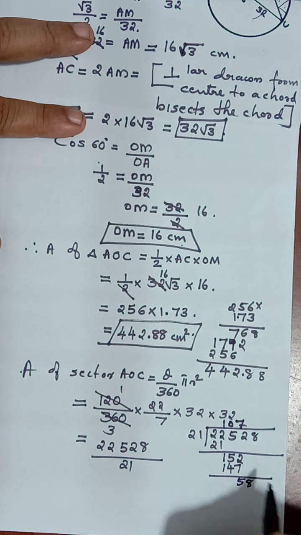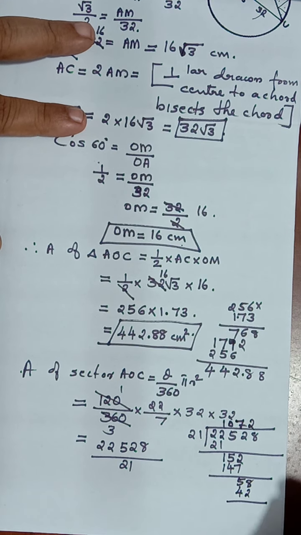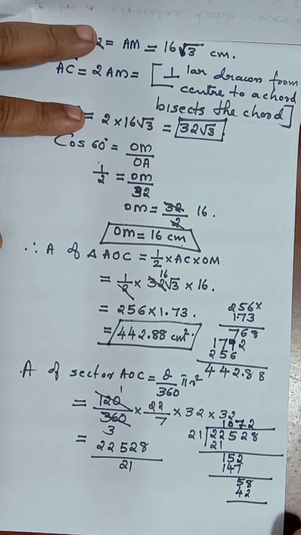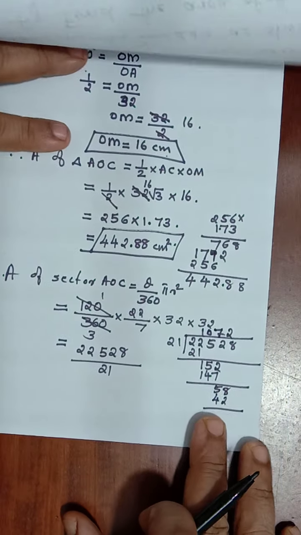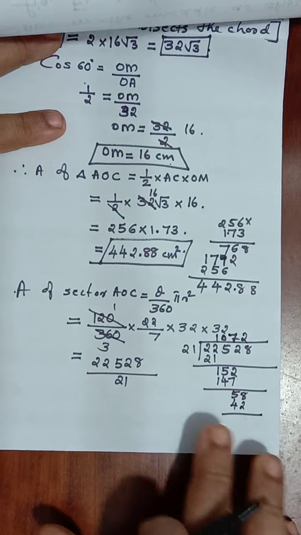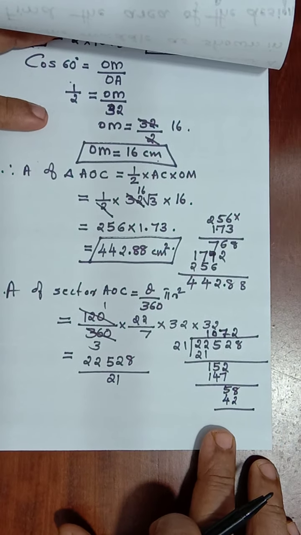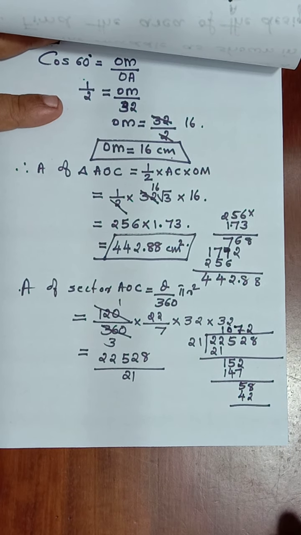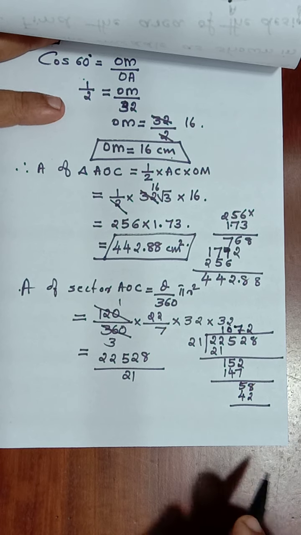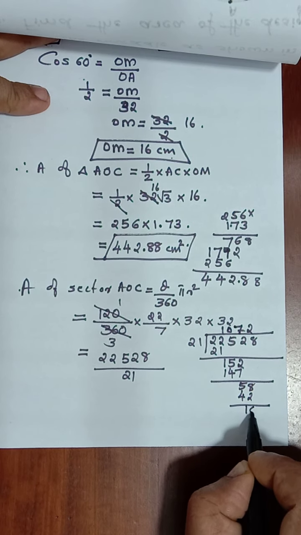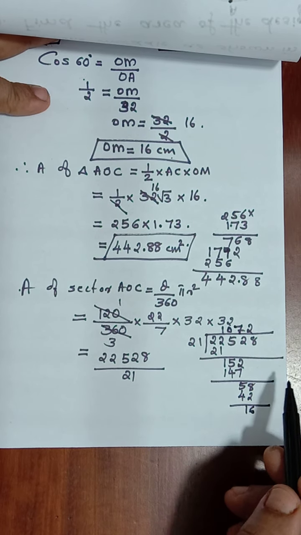Okay, subtract again. 5, 8. Okay, 58 we are getting. What is the next value? 2 times only 42. Subtract now. When we subtract, how much we get? 58 minus 42. Okay. 58 minus 42. 16 here we have. Yes.